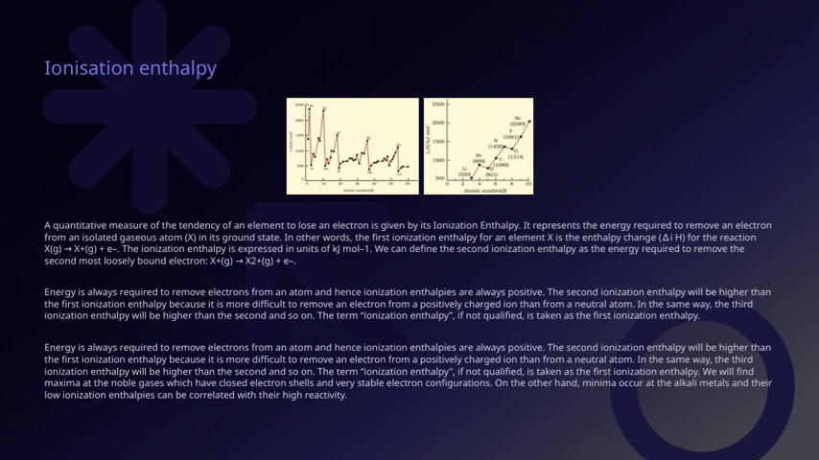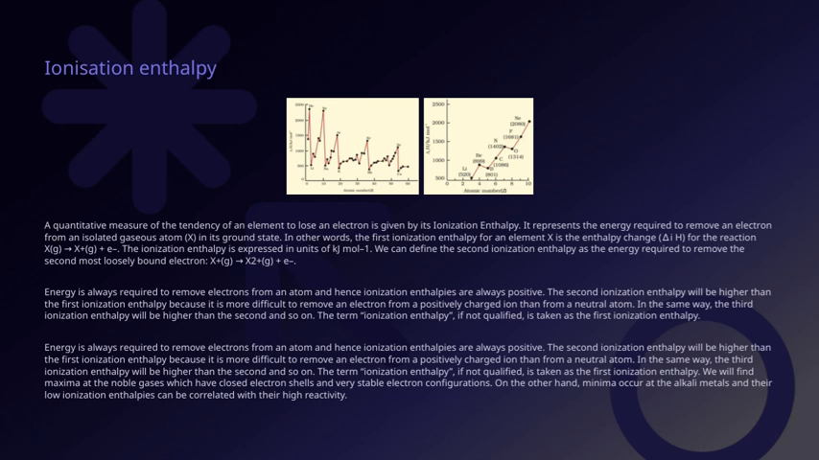When we talk about ionization enthalpy, without any qualification, we generally mean the first ionization enthalpy. We observe maximum values at the noble gases, which have closed electron shells and very stable electron configurations. Conversely, the minima occur at alkali metals, which have low ionization enthalpies and are highly reactive.